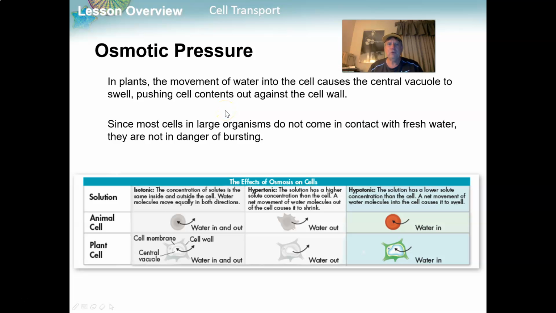In plants, the movement of water into the cell causes the central vacuole to swell. Remember, the vacuole stores water and other things. It swells, pushing cell contents out against the cell wall. Since most cells in large organisms don't come in contact with fresh water, they're not in danger of bursting.